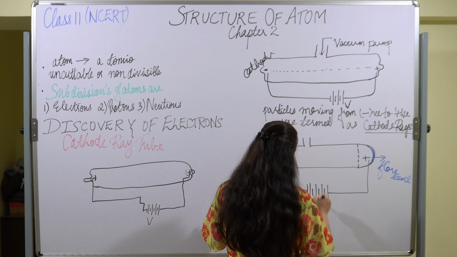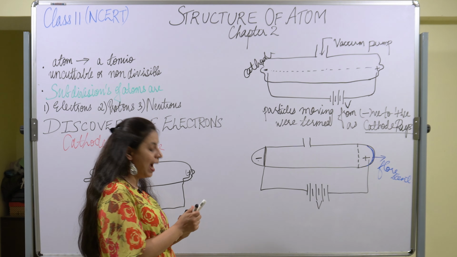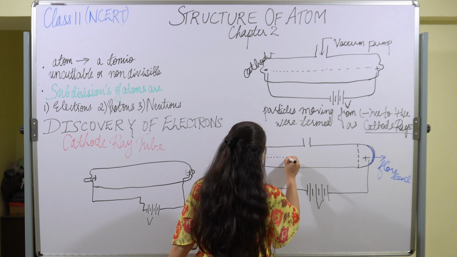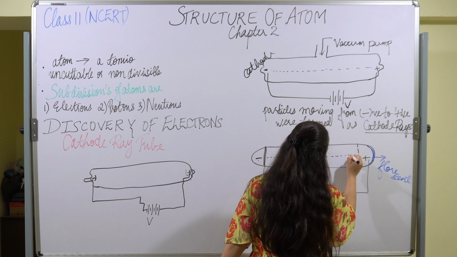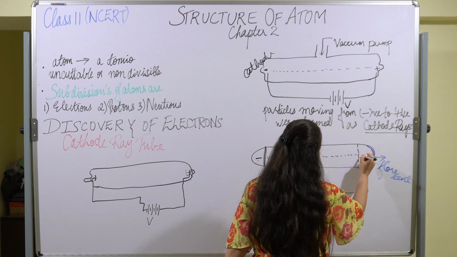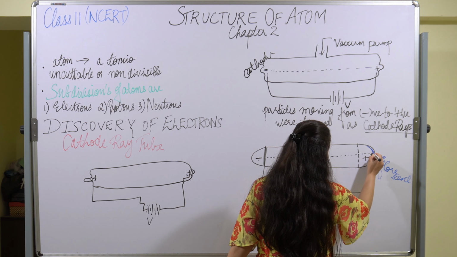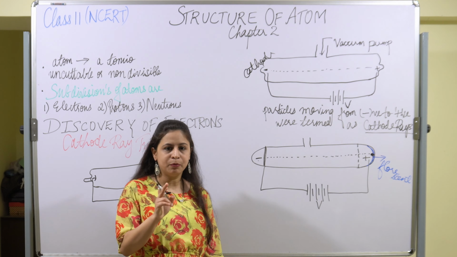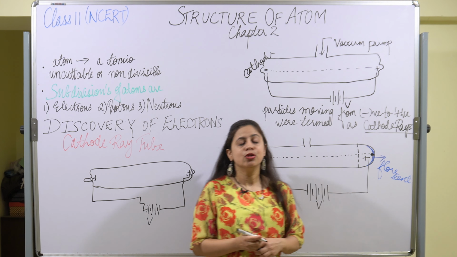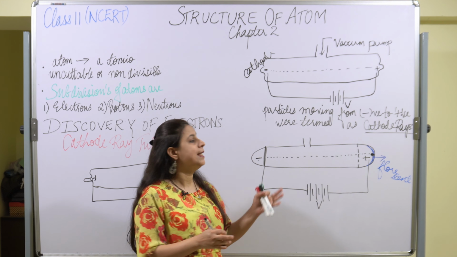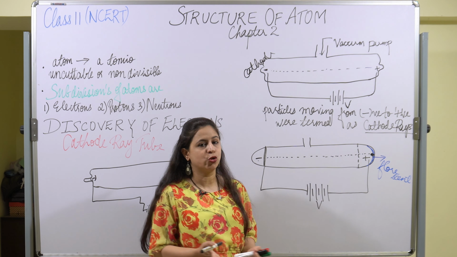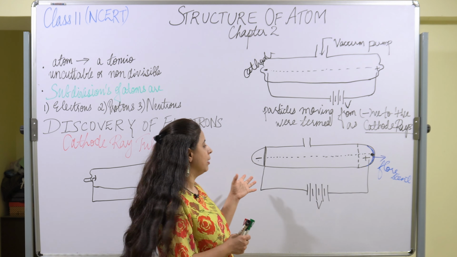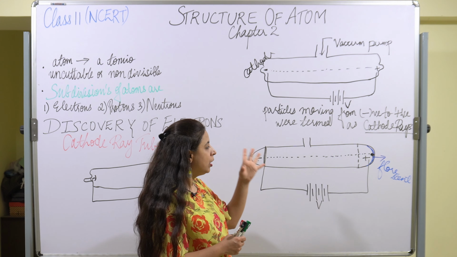So what happened now? The electrons moved through the hole, and they were seen to be spotted at one point on the screen. So the conclusion was made that these particles were electrons.